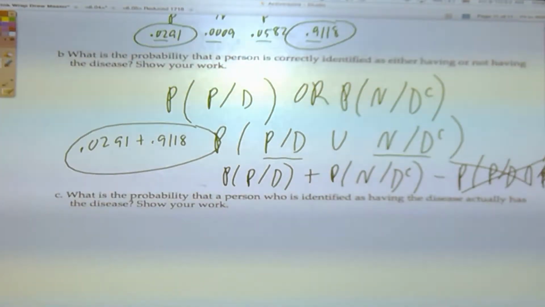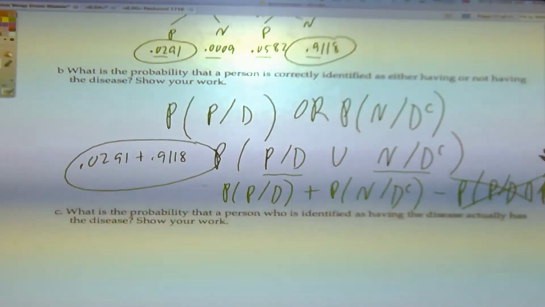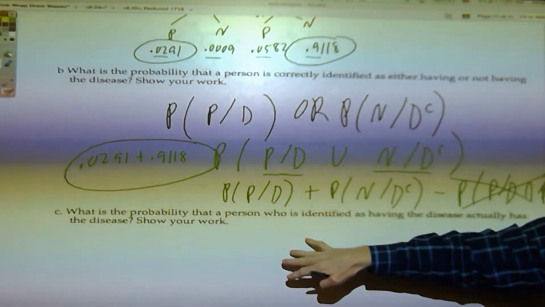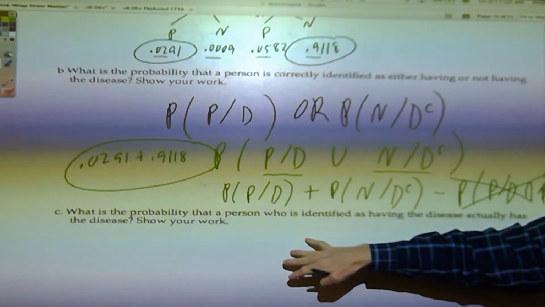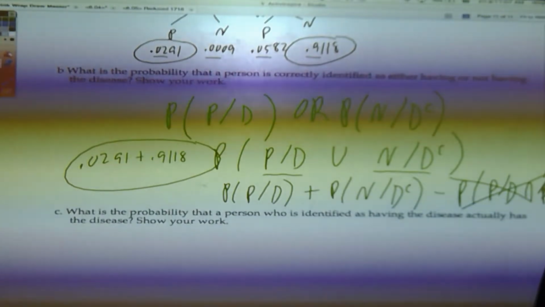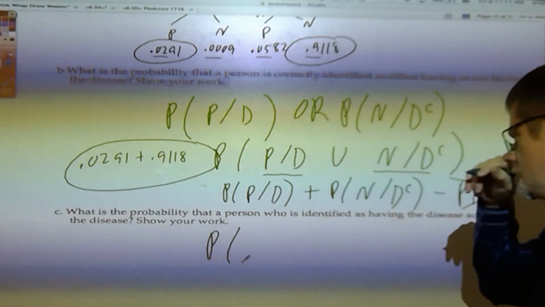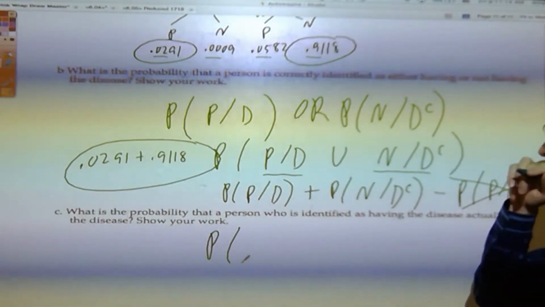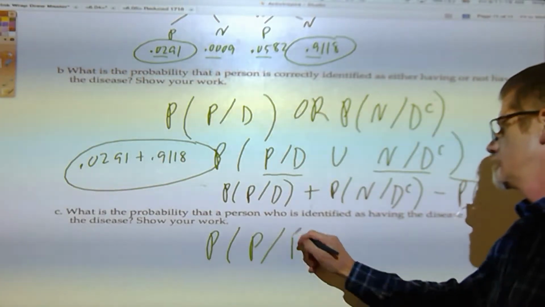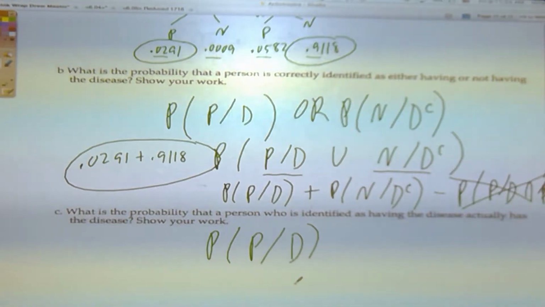Speeding along to part C, what's the probability the person who's identified as having the disease actually has the disease? Could someone give me an analytical representation of this verbally expressed problem? What are they asking for using analytic symbols? All right, Andrew. Probability of T given D. So what's the probability that a person gets a positive test result given that they have the disease?